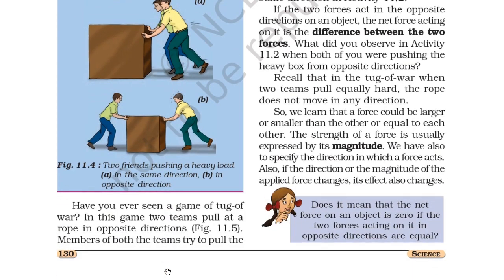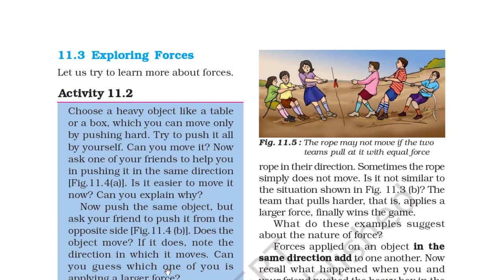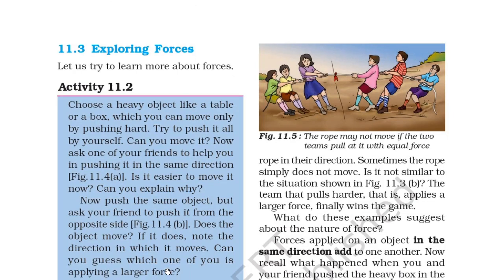So have you ever seen a game of tug of war? In this game, two teams pull at a rope in opposite directions. As you can see in 11.5, members of both the teams try to pull the rope in their direction. Sometimes the rope does not move. It is not similar to the situation shown in figure 11.3b. The team that pulls harder, that is applies the larger force, finally wins the game.